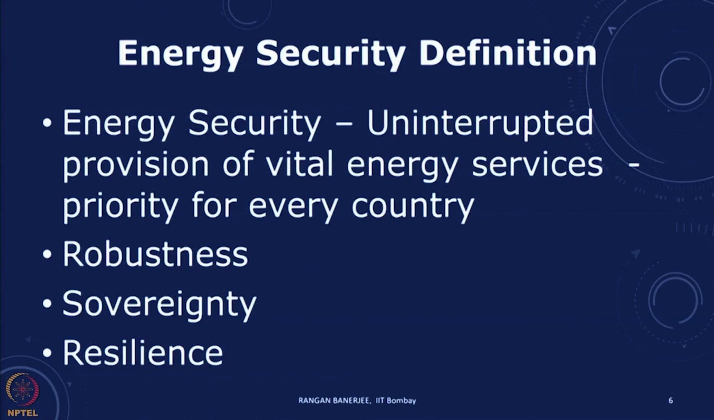When we talk of a definition of energy security, a simple definition is that we would like to see that we have uninterrupted provision of the vital energy services, and this is of course a priority for every country. So we would like to make sure that whatever energy we need for all our activities, we have access to that, and that there is no interruption in that. There are different dimensions of this. This has been classified into three different parameters. One is robustness, the second is sovereignty, and the third one is resilience. Let's discuss each one.